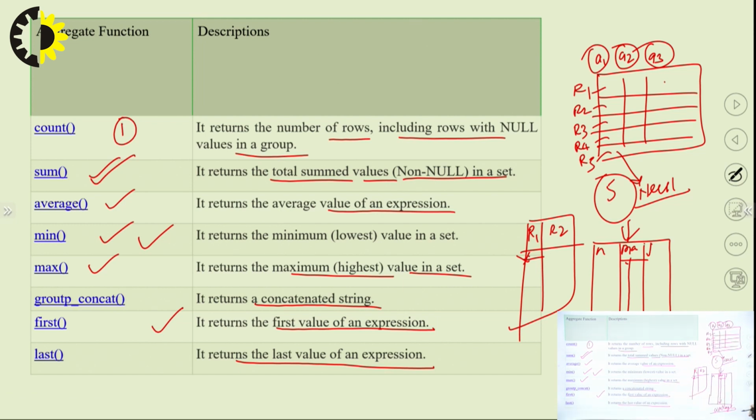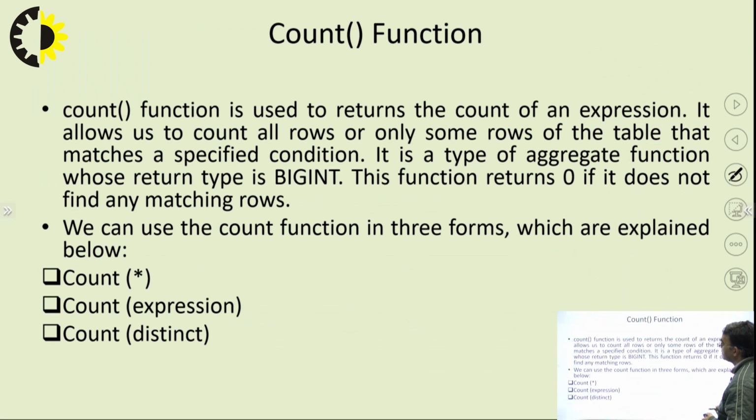We have to discuss each and every one in this lecture. I'm going to discuss all these aggregate functions: count, sum, average, min, max, and first and last also. The most important are count, sum, average, minimum, maximum, first and last. Now we have to start. I will take some queries, and with the help of those queries we will take some examples also.